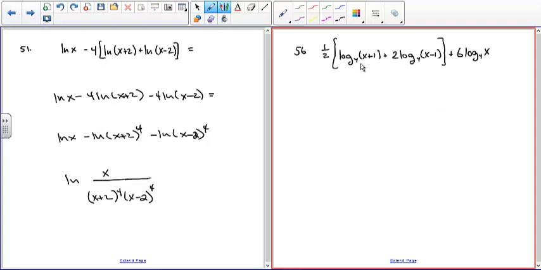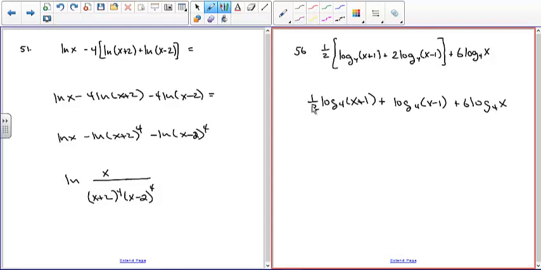Okay, here we have everything to the base 4. This 1/2 is multiplied by each one of these two terms, so let's do that first. So you get 1/2 log base 4 of x plus 1. That's the first term. 1/2 times 2 is just 1, so the second term just becomes log base 4 of x minus 1. And then the last term doesn't change because it's not being multiplied by a half.